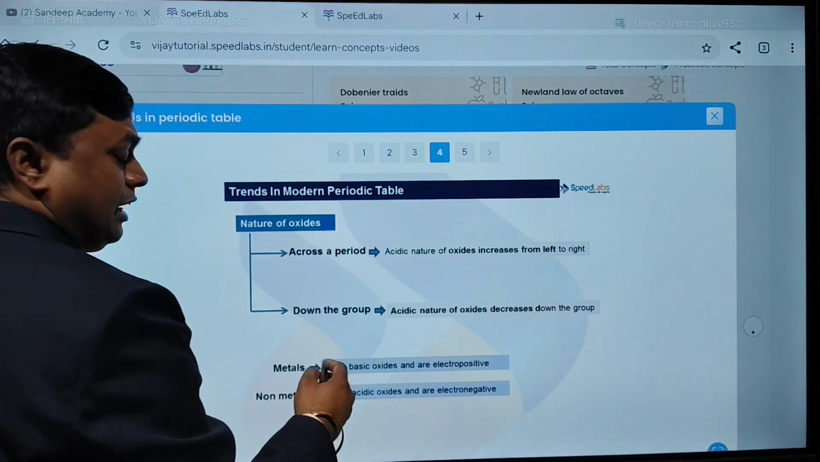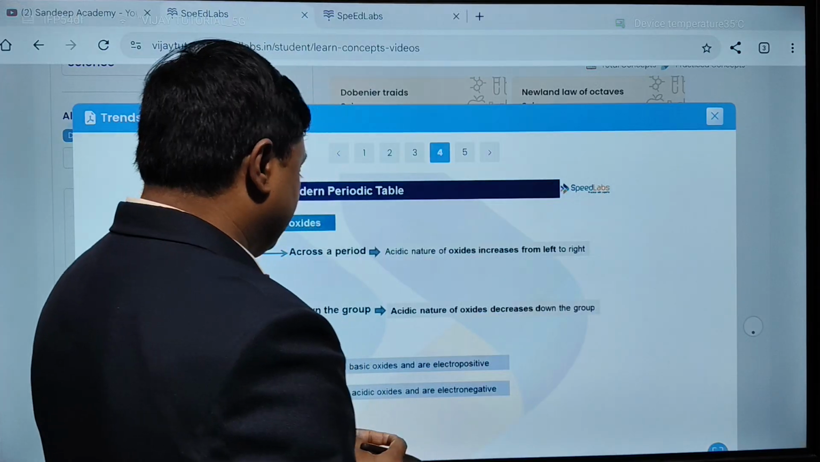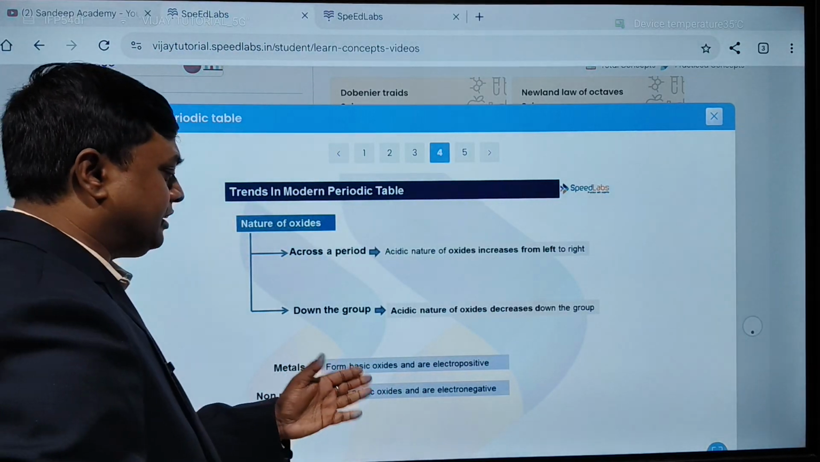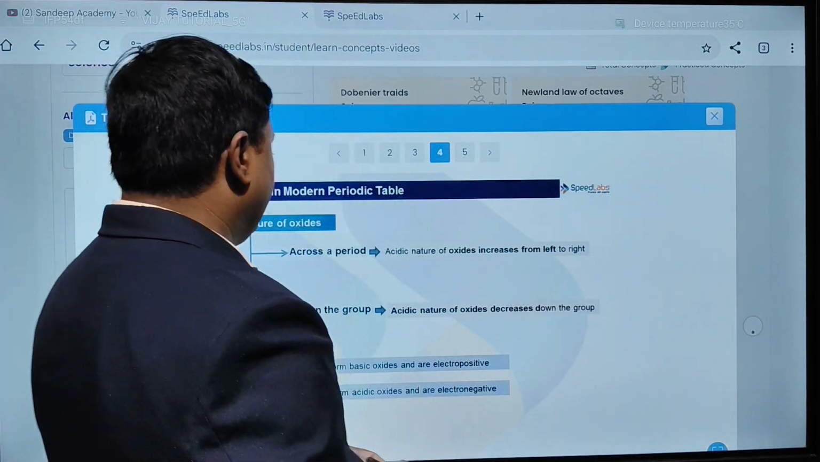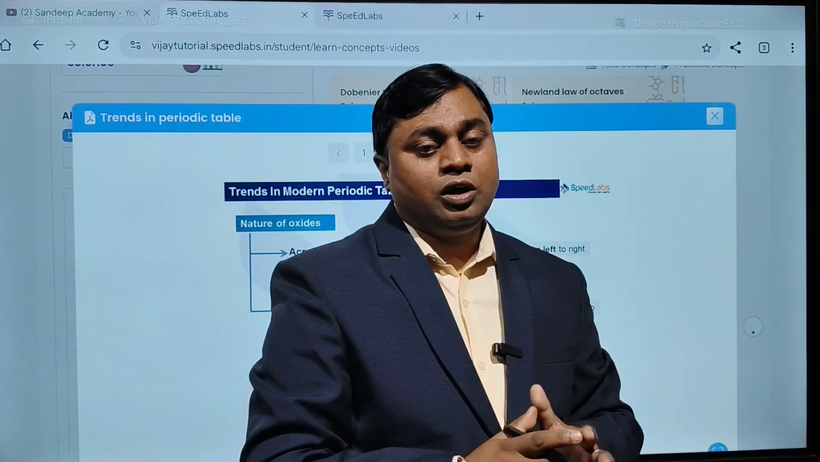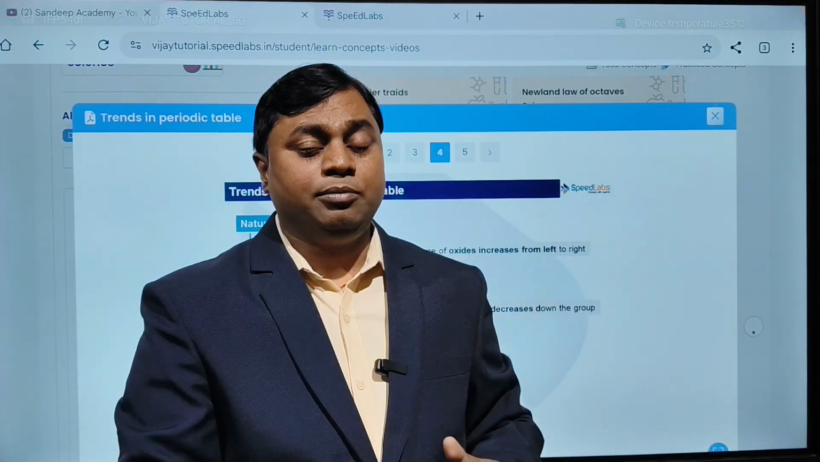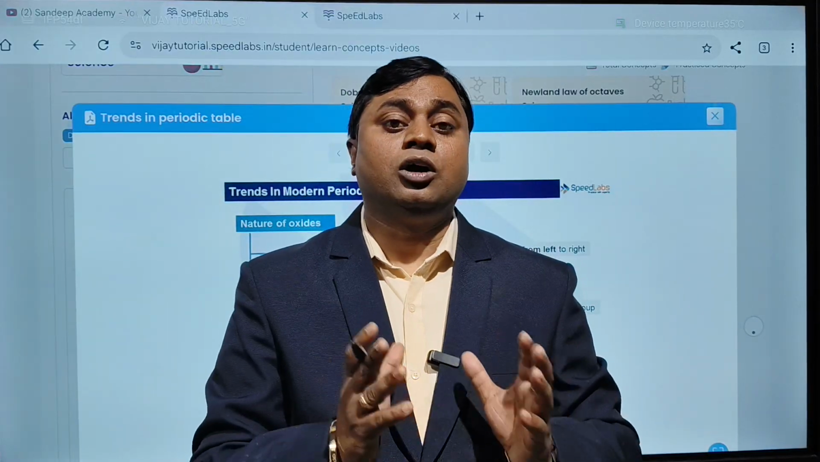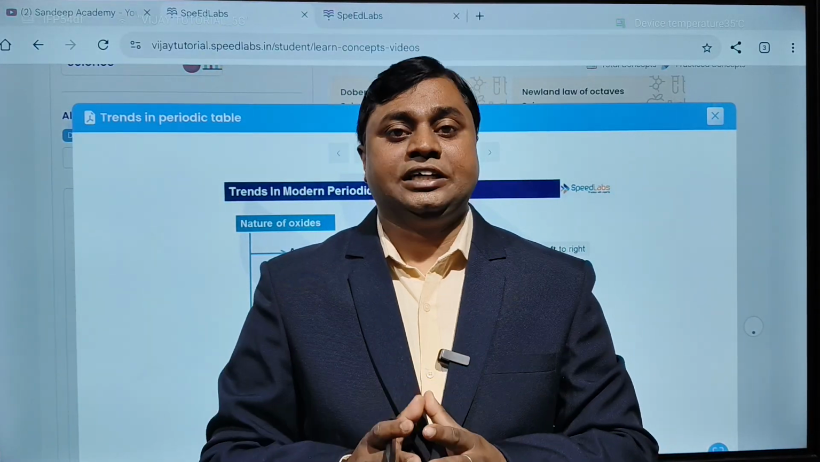Metals generally form basic oxides. They are electropositive, and non-metals form acidic oxides and are electronegative. Try to understand: a metal reacts with oxygen and gives you a metallic oxide, yes or no? And the metallic oxide reacts with water and gives you hydroxides. That's why metallic oxides are called basic in nature.